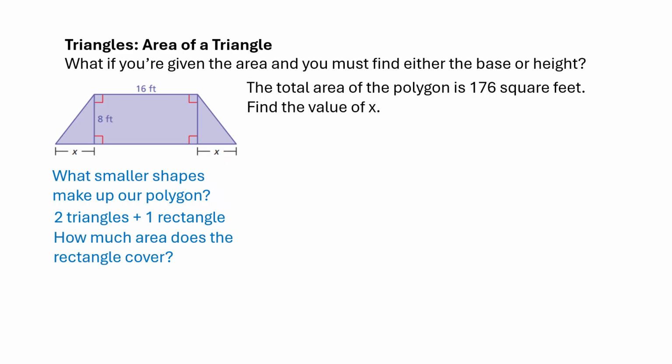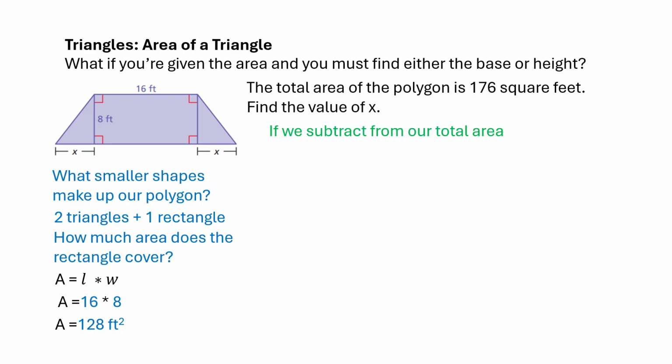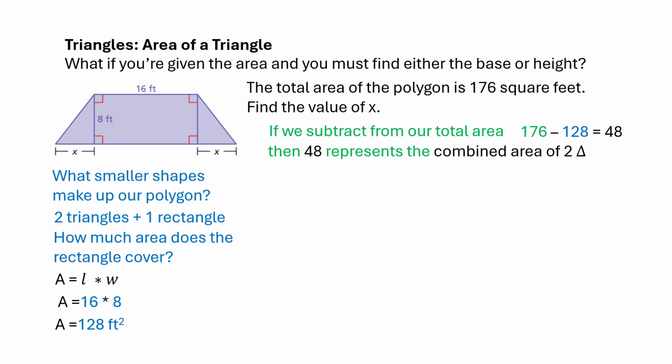How much area does the rectangle cover? Well, area equals length times width. We already have our length and width, which is 8 and 16. So I'm going to plug that in, multiply it out, and I get 128. If we subtract that 128 from our total area, which is 176, we get 48. This 48 represents the combined area of our 2 remaining triangles.